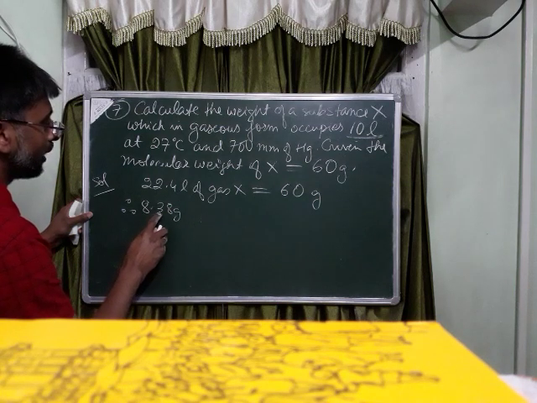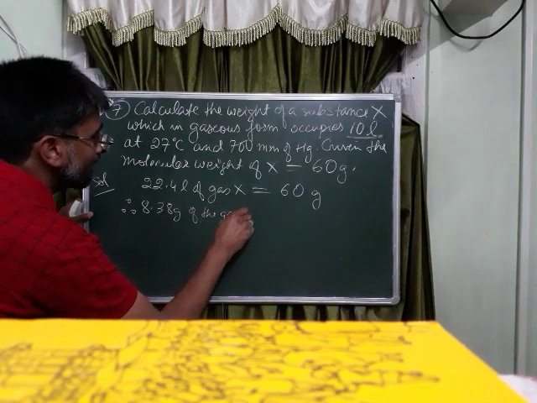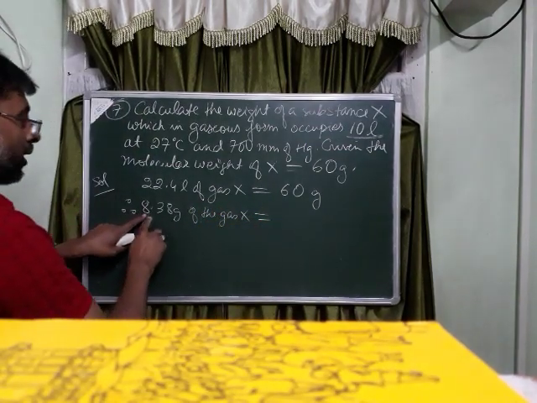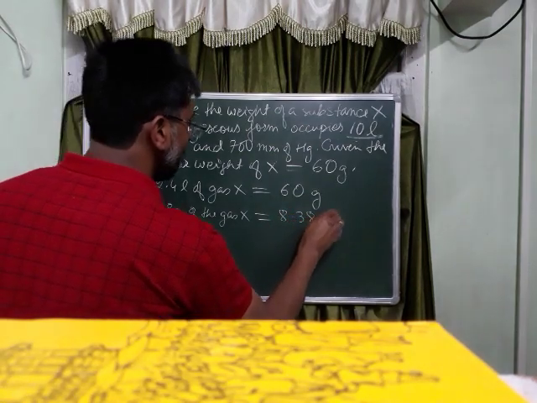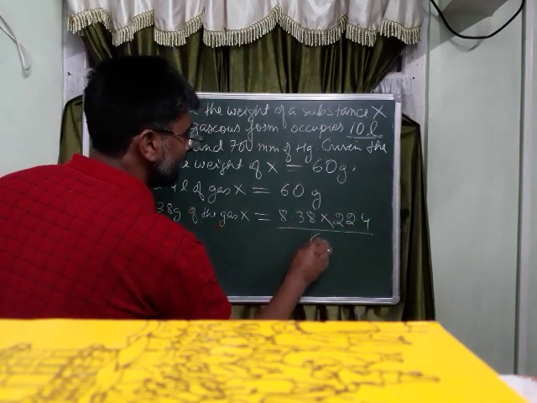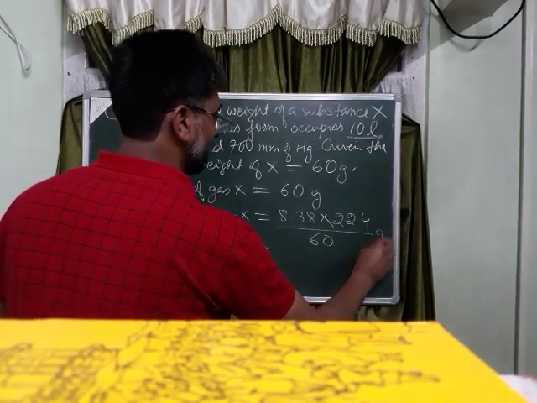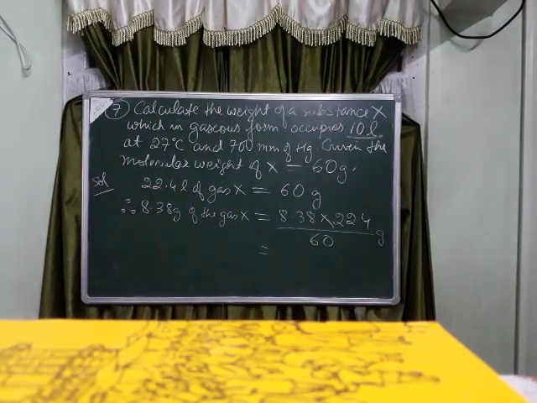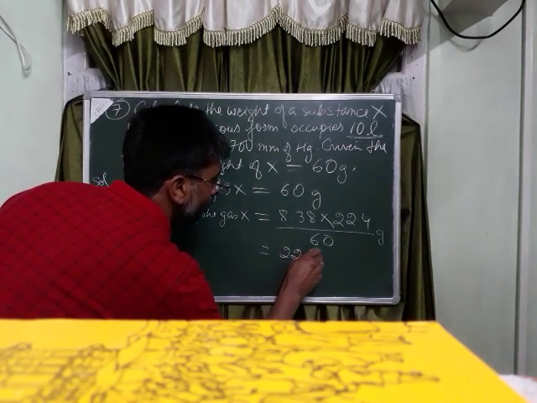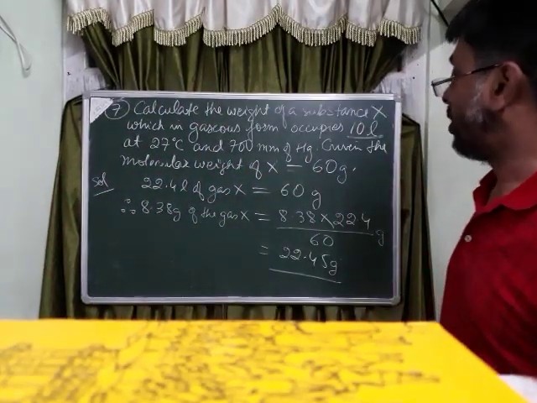Therefore, 8.38 grams of the gas X will occupy 8.38 into 22.4 divided by 60. So upon simplification, I'll get the answer in grams. Let us do that. Simplify it. So I will get 22.45 grams over here. Now, so this is what it has to be done.